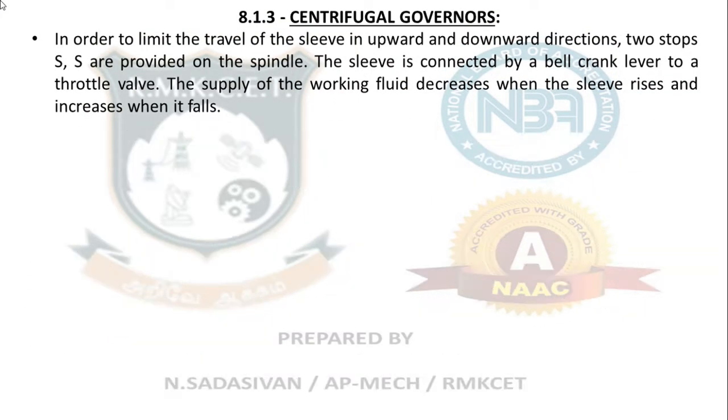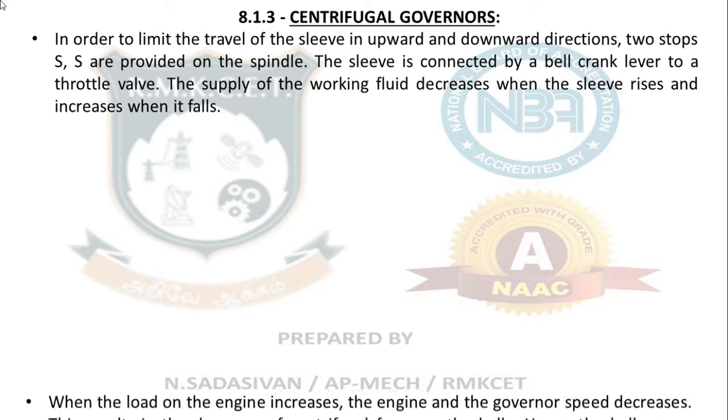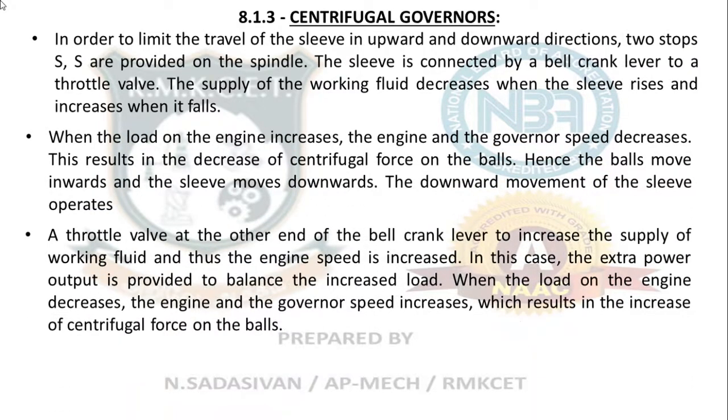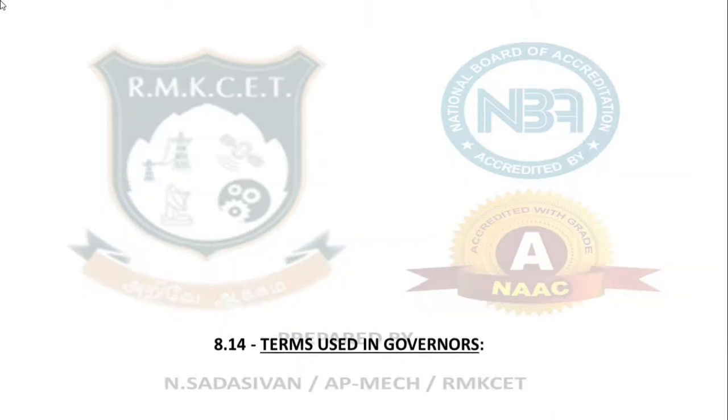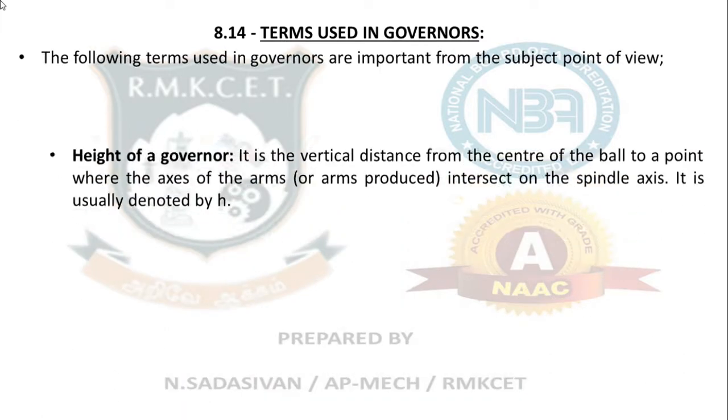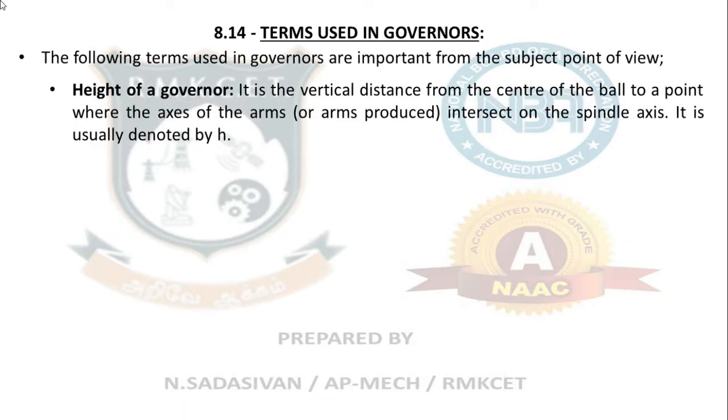In order to limit the travel of the sleeve in upward direction, two stops are provided to the spindle. The sleeve is connected to the bell crank lever. So this is what I already told you. Same points are repeated again. So when you are going to study about a governor, you have to understand what all these things are.